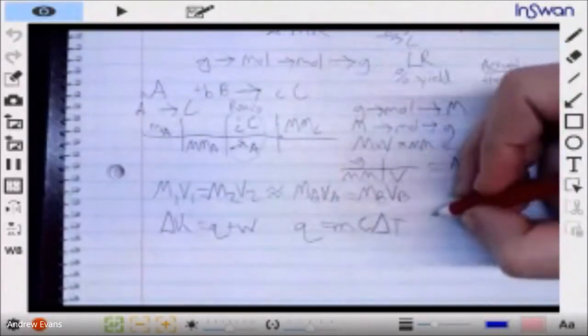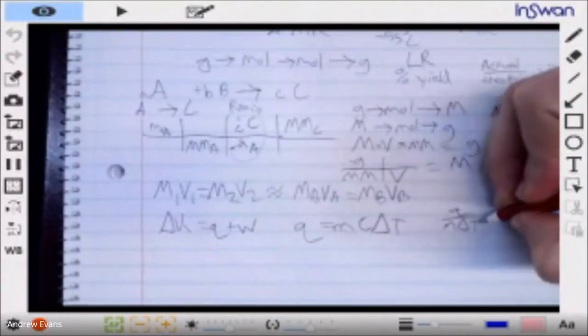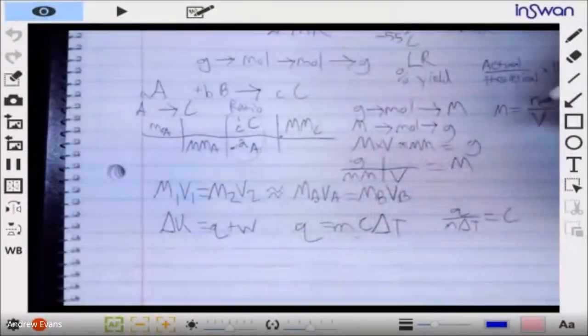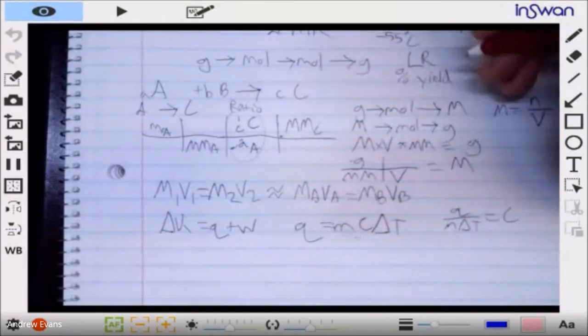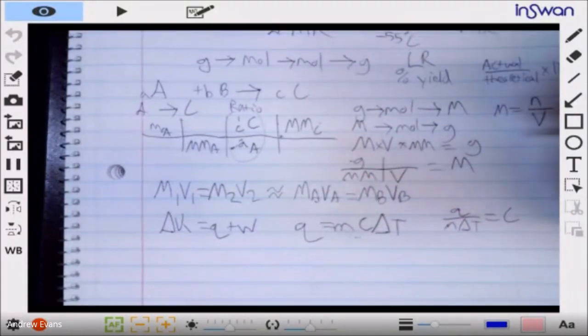We could use that, if I have the heat, a mass and a temperature change, to find the C. Or if we had m, c and delta T, we could find the Q. Or if we had the Q, the m, and the c, we can find what the change in temperature should have been.